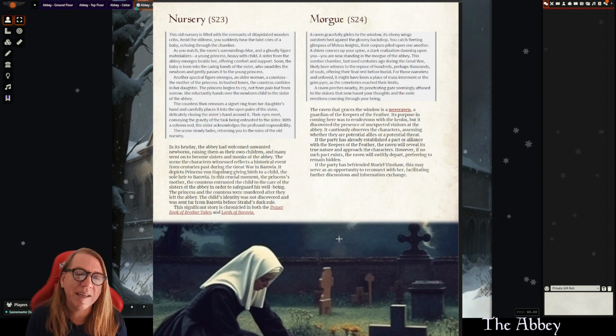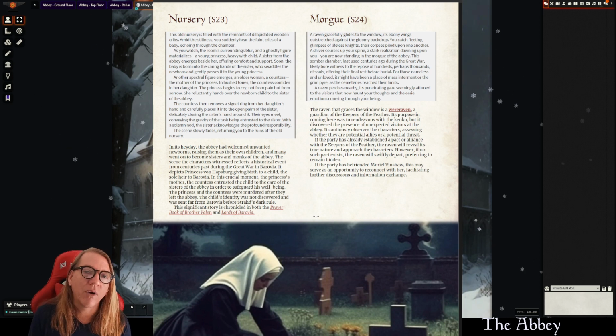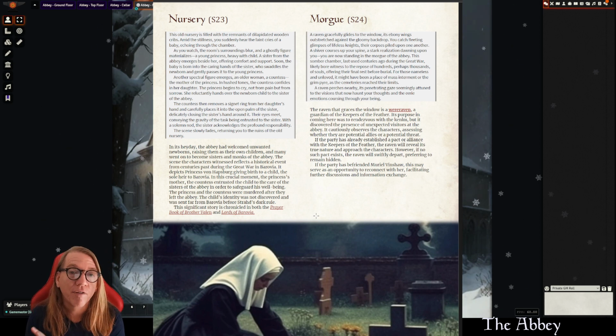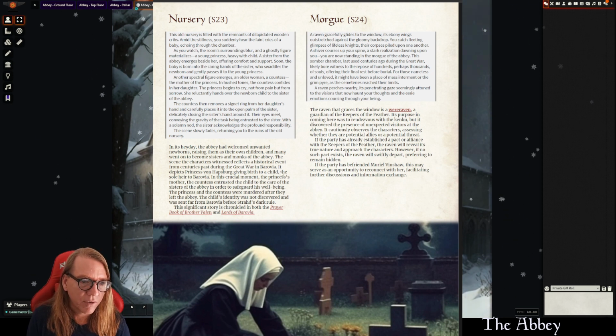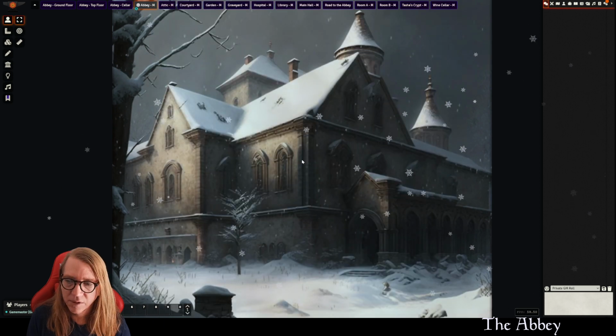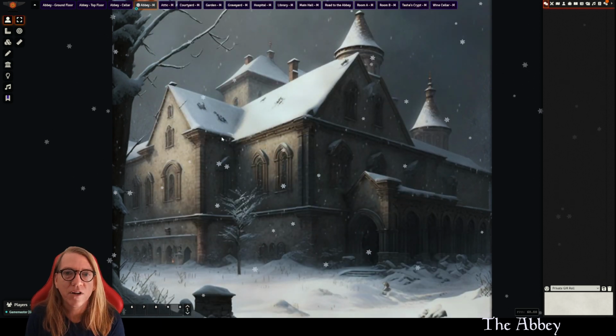So that covers the PDF guide. Let's jump now into some of the things that we've added for the updated new release for Foundry of the Abbey. So let me close this. There we go. So we created a lot of Theater of the Mind maps.